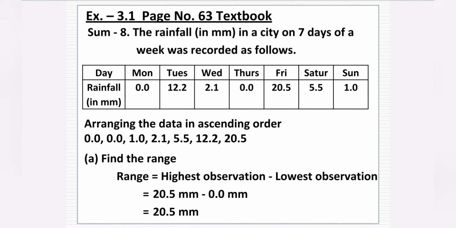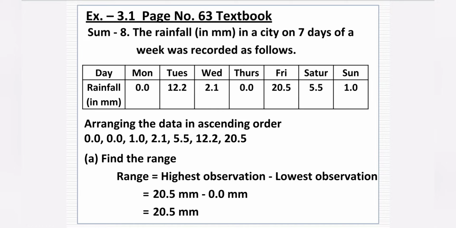Now, let us take sum number 8 of exercise 3.1. The rainfall in millimeter in a city on 7 days of a certain week was recorded as follows. On Monday 0.0, Tuesday 12.2, Wednesday 2.1, Thursday 0.0, Friday 20.5, Saturday 5.5, and Sunday 1.0. Now we have to give the answer of these 3 questions. The first question is find the range of the rainfall.